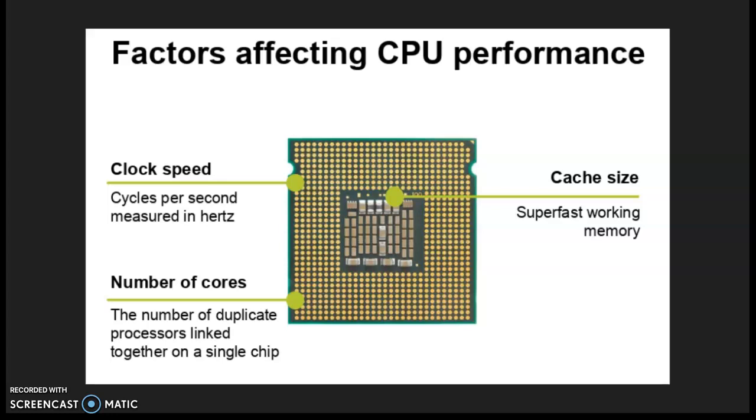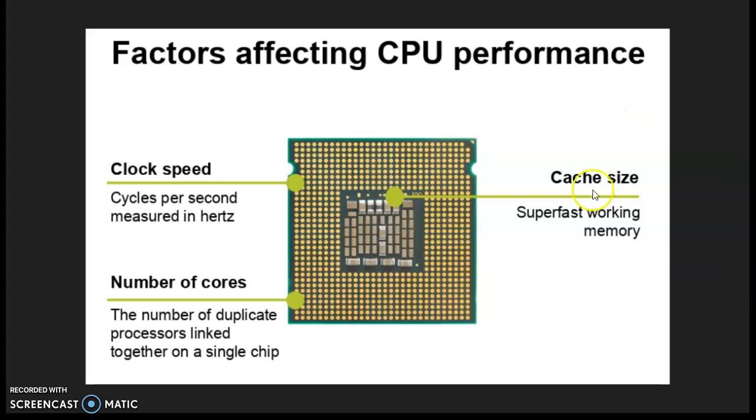The number of cores, so what that means is how many processors are linked together on a single chip. The last couple of years has seen dual core processors become commonplace, where you have 2 chips linked together. And when you start going more than that, I'm not too sure where that's going to lead, but maybe there's only so much a computer can do.